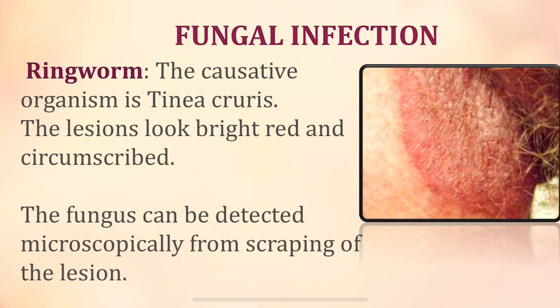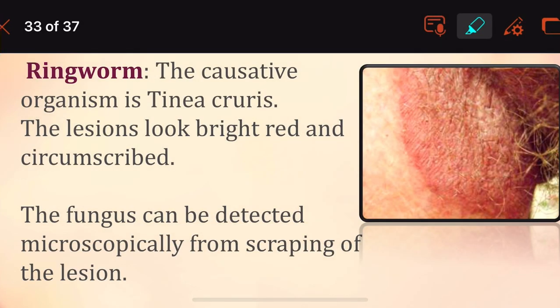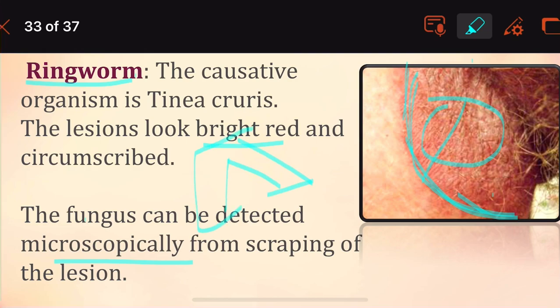Moving on to the fungal infections, the ringworm infection, like I told you, in the upcoming picture I'll show you, it is caused by Tinea cruris. The lesion is bright red and circumscribed. So you can see the circumscribed lesion here, and you can easily make out its bright red color. This ringworm can be detected microscopically from the scraping of the lesion. If you scrape a lesion and observe it under the microscope, you can see the ringworm.